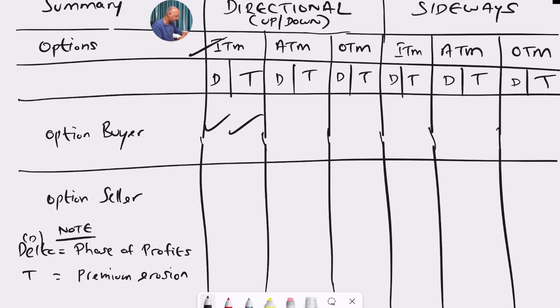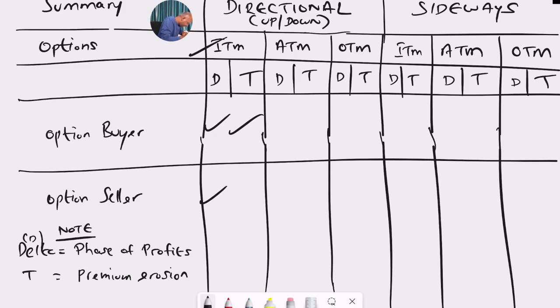For an option seller in a directional market, if he chooses an in the money option, the delta will support, definitely. If his view becomes right, the premiums will start to erode at the rate of delta of greater than 1. So the profits will be made very quick.